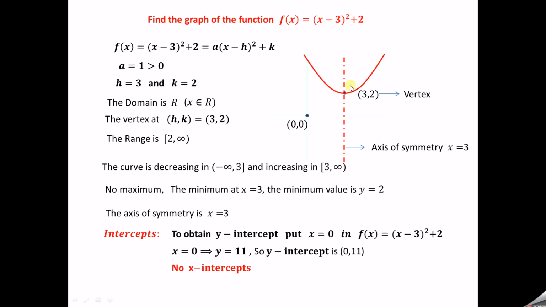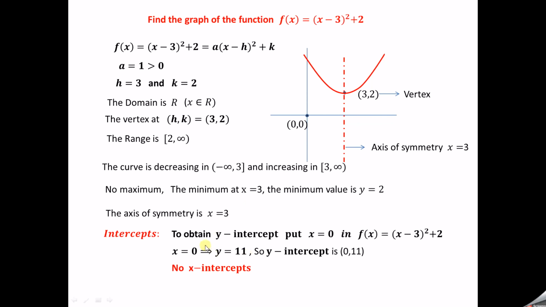And the axis of symmetry. As I told, the axis formula is always x is equal to h. What is h here? 3. So x is equal to 3 is the axis of symmetry. And around this axis the curve, which is the parabola, is reflected. On both sides it will be reflected about this axis of symmetry, which is x is equal to 3.